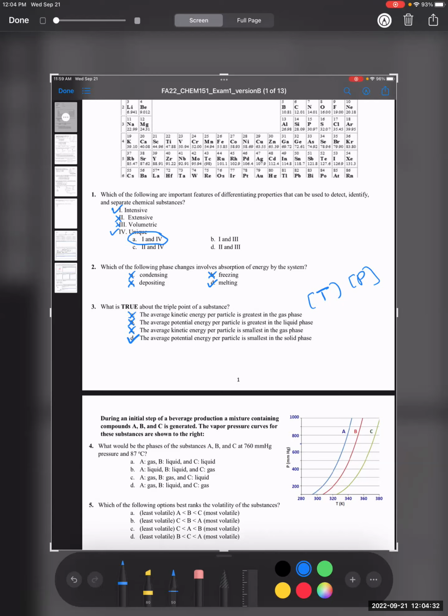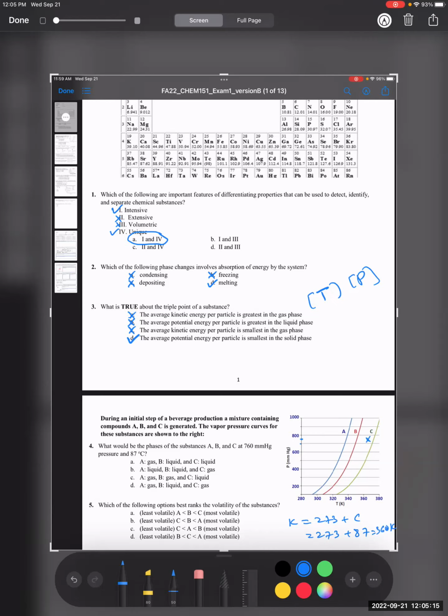760 — this is 700, so 760 must be somewhere around over here. And then 87 degrees Celsius means, because we have this in Kelvin, we need to add 273 to that, because Kelvin temperature is 273 plus the Celsius temperature. That is going to be 273 plus 87, and that is going to be 360. So it should be 360 Kelvin. So 360 Kelvin, and then 760 millimeter mercury must be around over here.